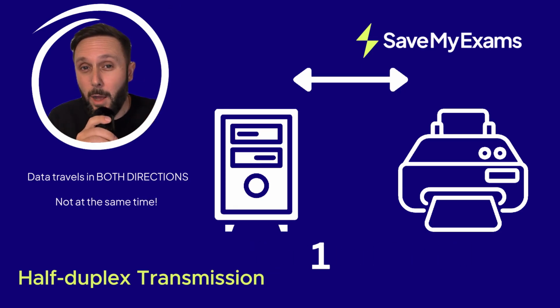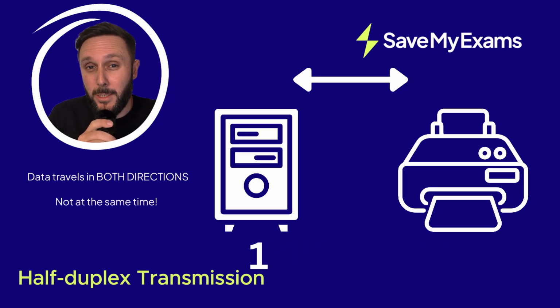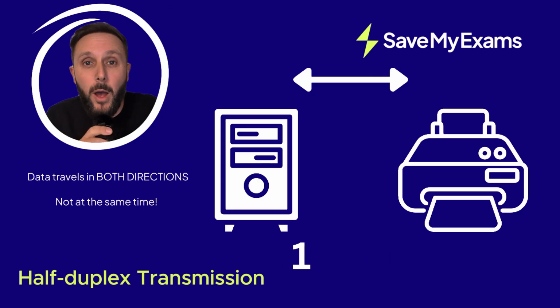Half duplex means data can travel both directions, but not at the same time. A good example of a half duplex transmission is perhaps your computer sends a signal along a cable to your printer to print something, and then coming back in the opposite direction along that same cable after it's completed the job, you get the message to say the print is complete. That's a really good example of half duplex.